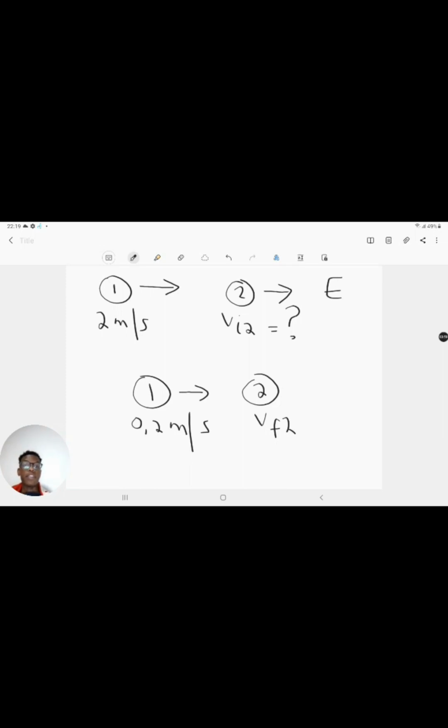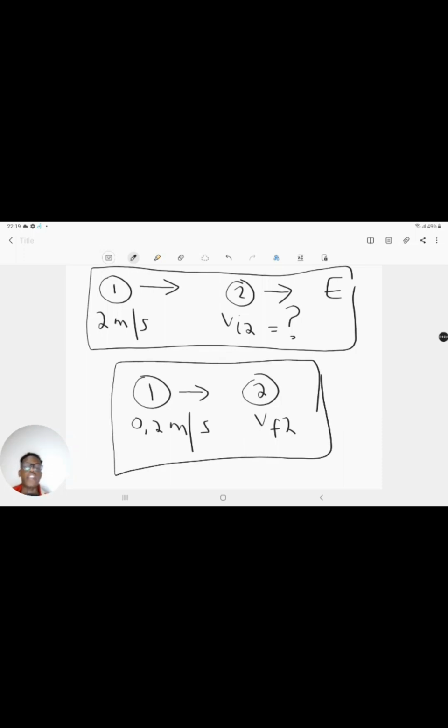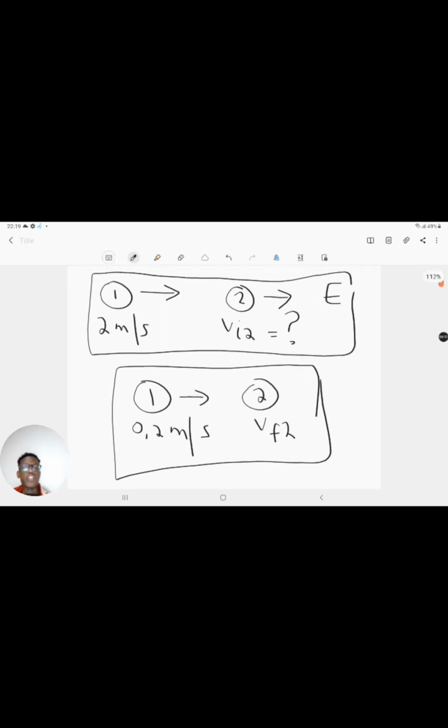The momentum in the system is conserved. The momentum that you start off with here is the momentum that you end up with there. So we're going to use the conservation of momentum principle to help us. Let's jump right ahead and solve. We are asked to solve for the initial velocity of ball number 2.